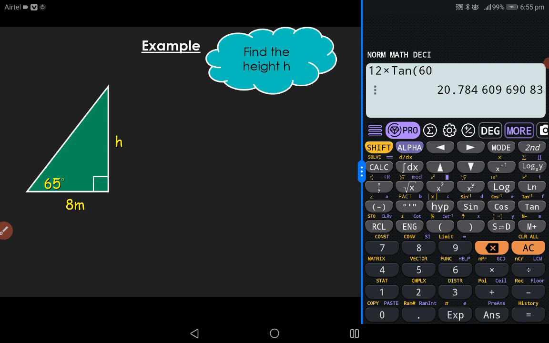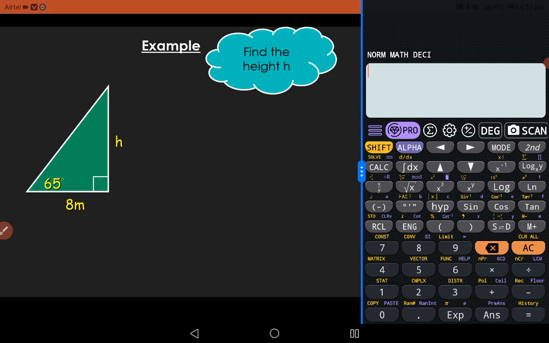Can you go ahead and find h? I'll give you 1 minute to find h. What will be the value of h? 1 minute. All right. Still waiting on you. 30 seconds.